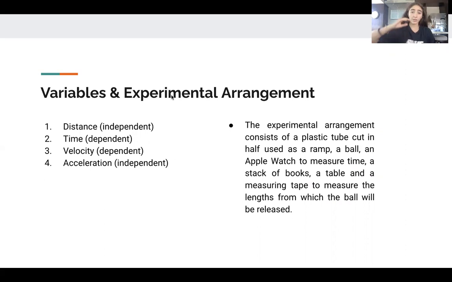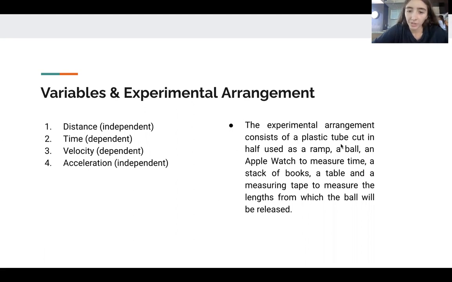Now, my variables and the experimental arrangement for the experiment. The variables are two independent and two dependent variables. The independent ones are distance and acceleration, which never change, are not affected by the other variables. And the dependent ones are the time and the velocity of the object, the time the object takes to travel its whole path, and the velocity it has when it does.